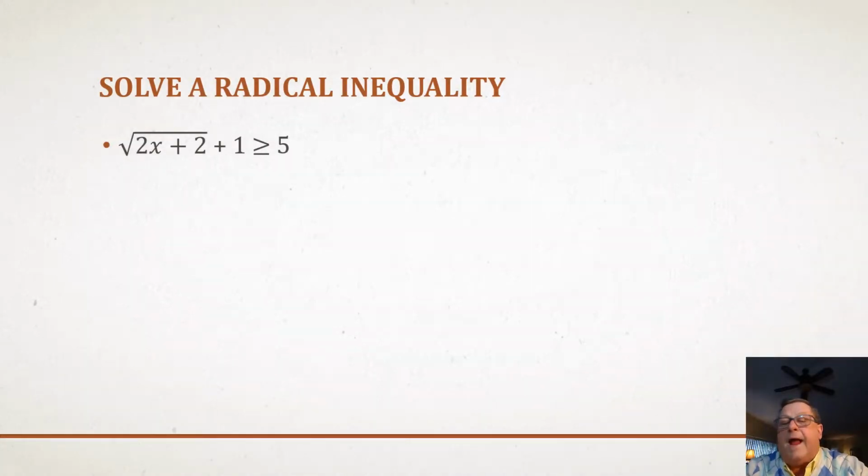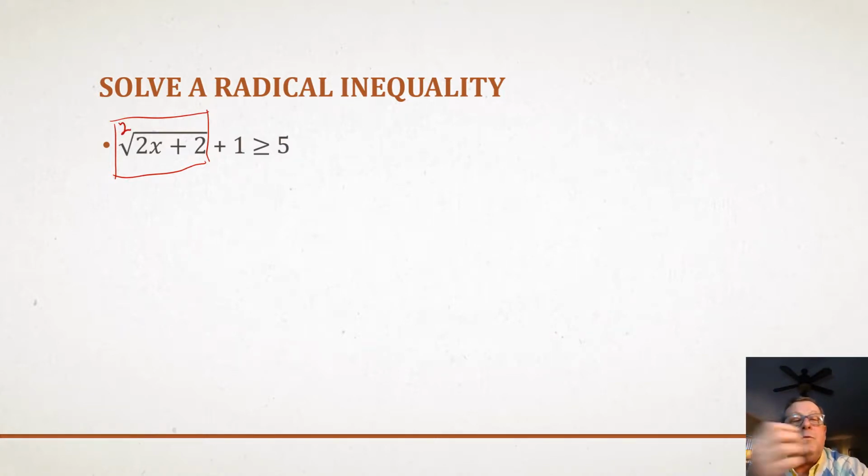All right, solve a radical inequality. Well, there's three things we're going to need to do. First thing we need to do is look at part of the expression, the square root of 2x plus 2 in this particular inequality. In other words, what's underneath the radical? And it is an even radical.